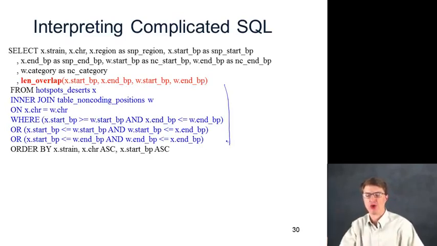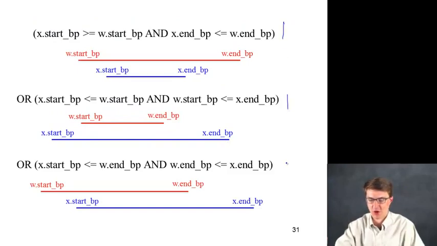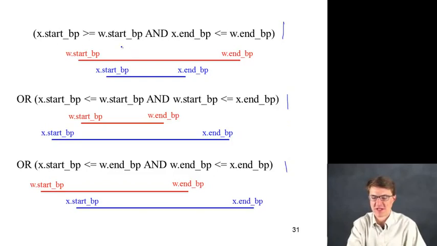Let me show you a little about what's going on here, just because I think it's kind of a fun example. If you break these out into these three conditions, and you happen to know something about where this data is coming from, you can see that what this is saying is, we want the start base pair from the X table to be greater than the start base pair from the W table, and we want the end base pair from the X table to be less than the end base pair from the W. So it's this picture, right?